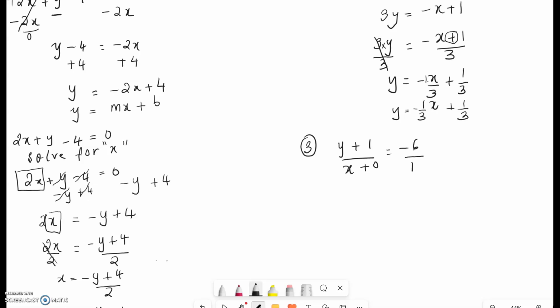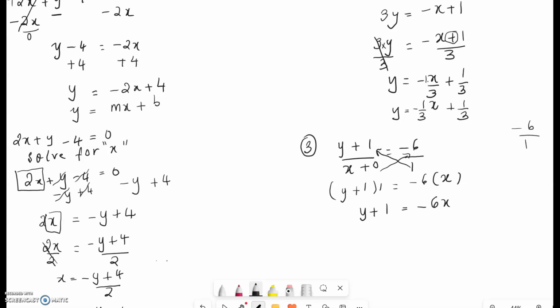Now, if you have a fraction on the left and a fraction on the right, you could cross multiply. We had a negative 6, and I wrote it as negative 6 over 1 just for clarity, and then you cross multiply. So you have y plus 1 times 1 is equal to negative 6 times x plus 0, which is really just x. So now y plus 1 times 1 is y plus 1 equals negative 6x. So the first step is to cross multiply, so there are no fractions.